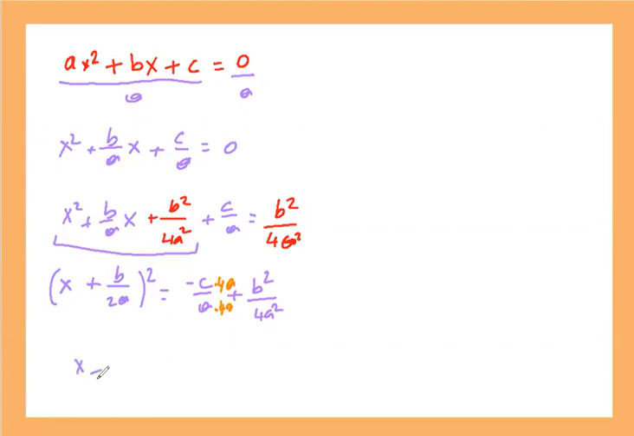And the left side is the same, x plus b over 2a to the second power. And the right side, we have b squared, and then that's c times 4a, but there's a minus, so that means this is minus 4ac. So I can write minus 4ac, and then plus b squared over 4a squared. Okay, so we are almost there.